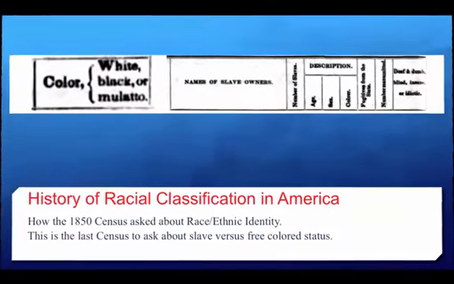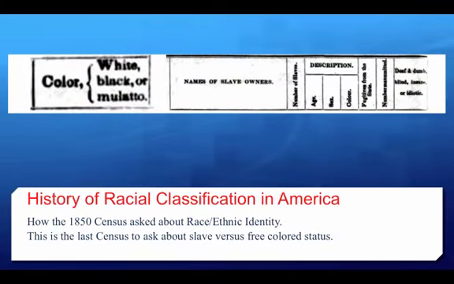The last time you see the term slave in the U.S. Census is in 1850. So here you see the distinction between color rather than race. Back then it was the distinction between black, white, or mulatto, which is a combination of black and white, and then you have the question about whether the person was a slave or not.